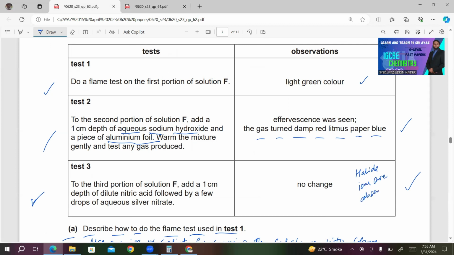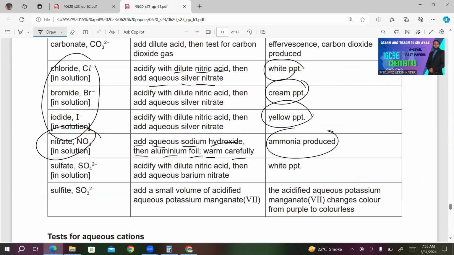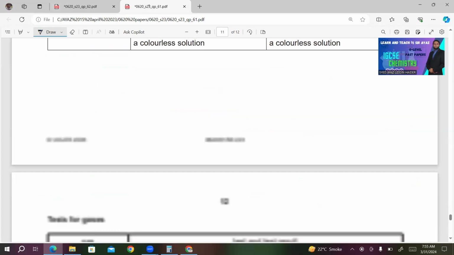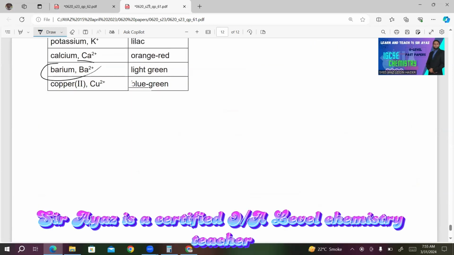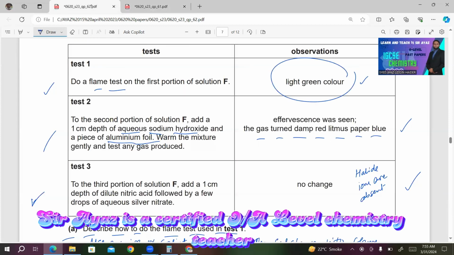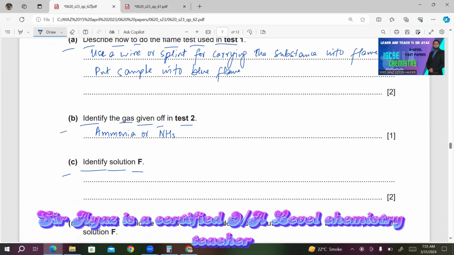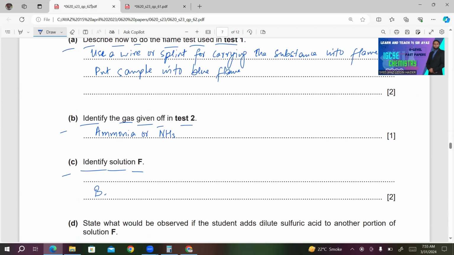What else is there? If you look at the flame test, they are giving the light green color. Now, look at the flame test, which is showing light green. Oh, it's a barium, Ba2 plus. So it must be barium nitrate. Barium nitrate. D.